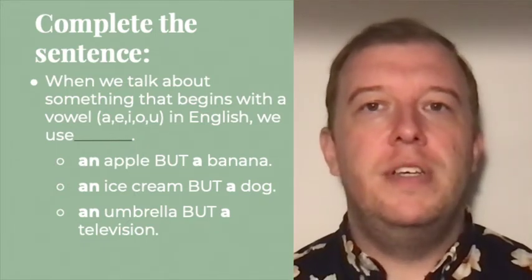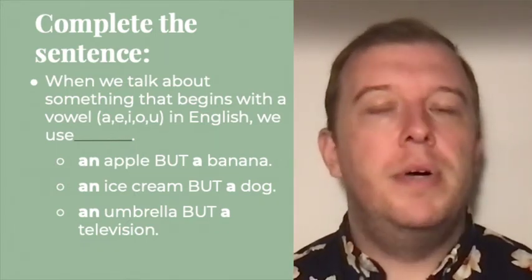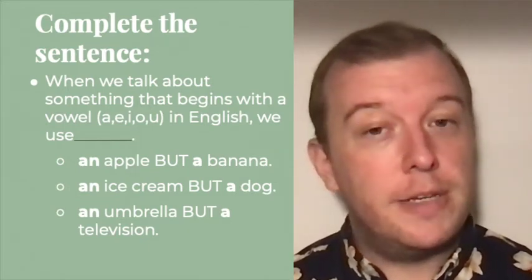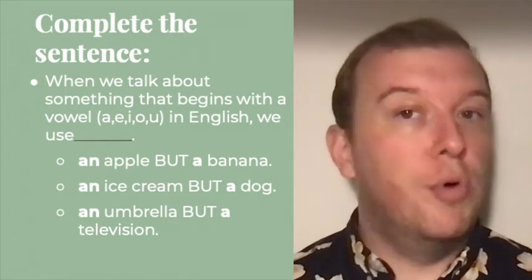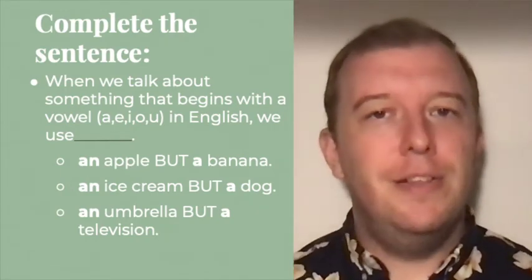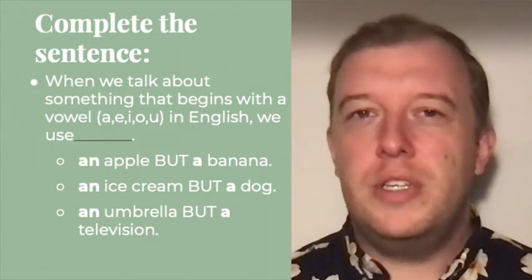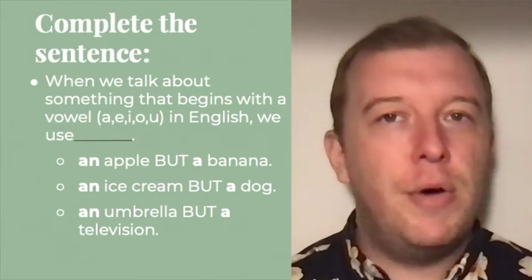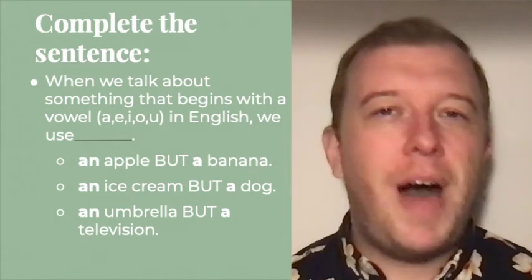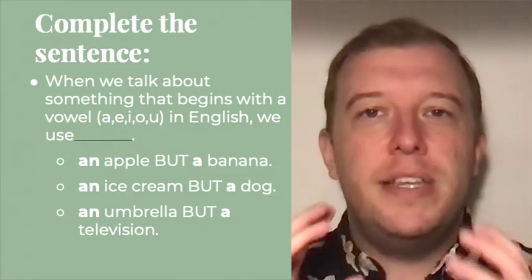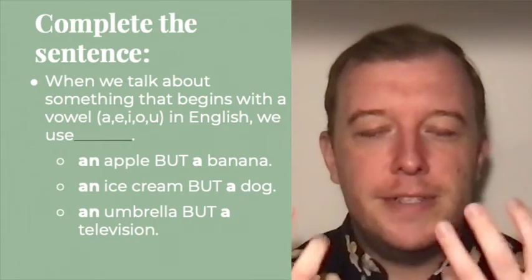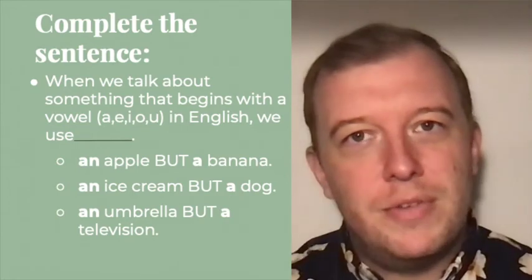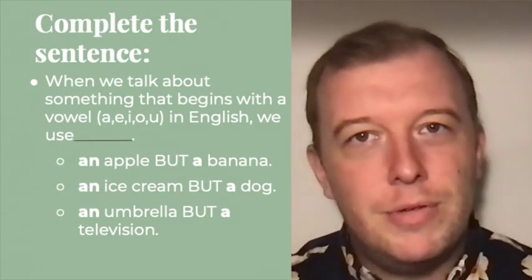So, for example, we talk about an apple, but a banana. Or an ice cream, but a dog. Or an umbrella, but a television. So there's a nice little trick to remember this. Okay, so we have two types of letters. We have vowels and consonants. Vowels, which we just discussed, have a soft sound, a very soft sound to them. Okay, so we use an to make the word sound a little bit better. It creates a link between the two.